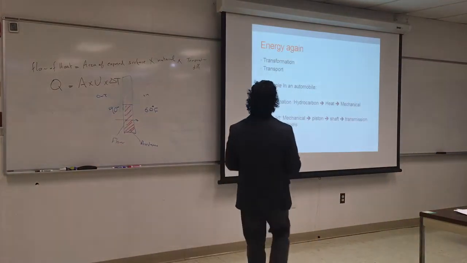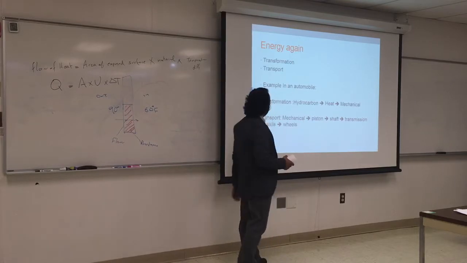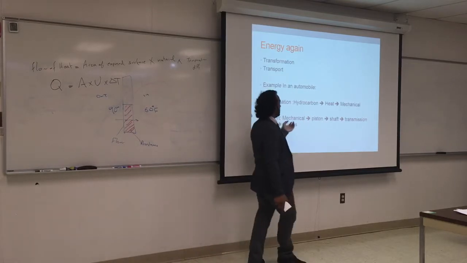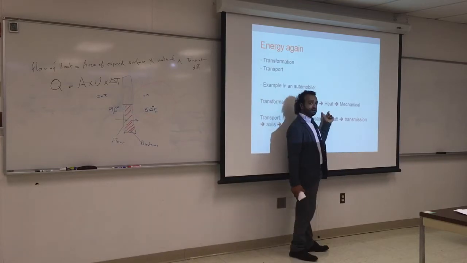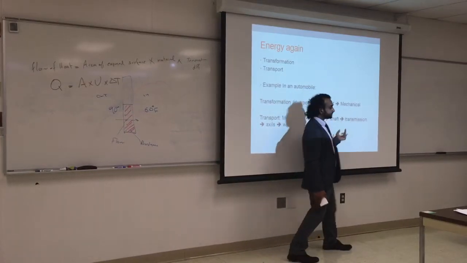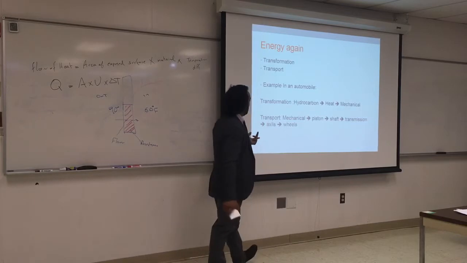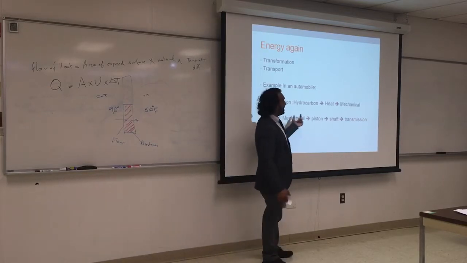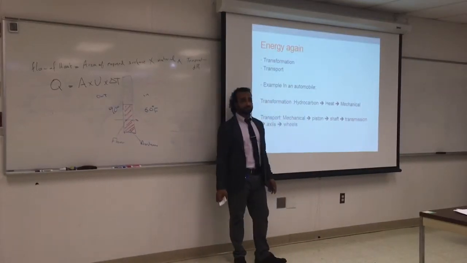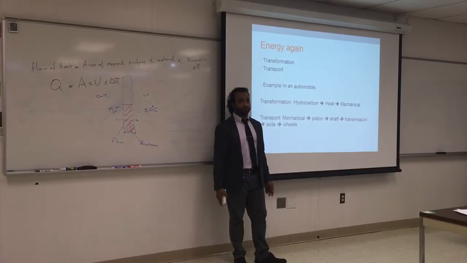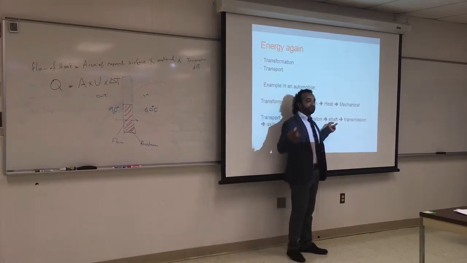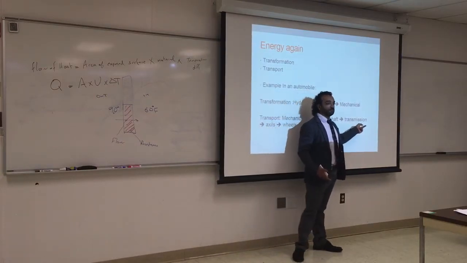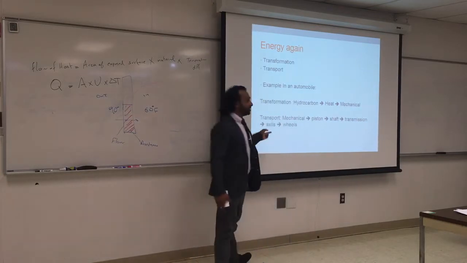So energy will go from one place to another. Example, in a car, transformation. We change the energy in hydrocarbon, gasoline or diesel, into heat, into mechanical, and that's what we want. How will you transform mechanical? Mechanical is happening in the engine, right? Piston going up and down. So we've got the mechanical part, which is the moving part. We go to the piston, up and down, shaft rotating, shaft to the transmission, to the axles, axle to the wheel.